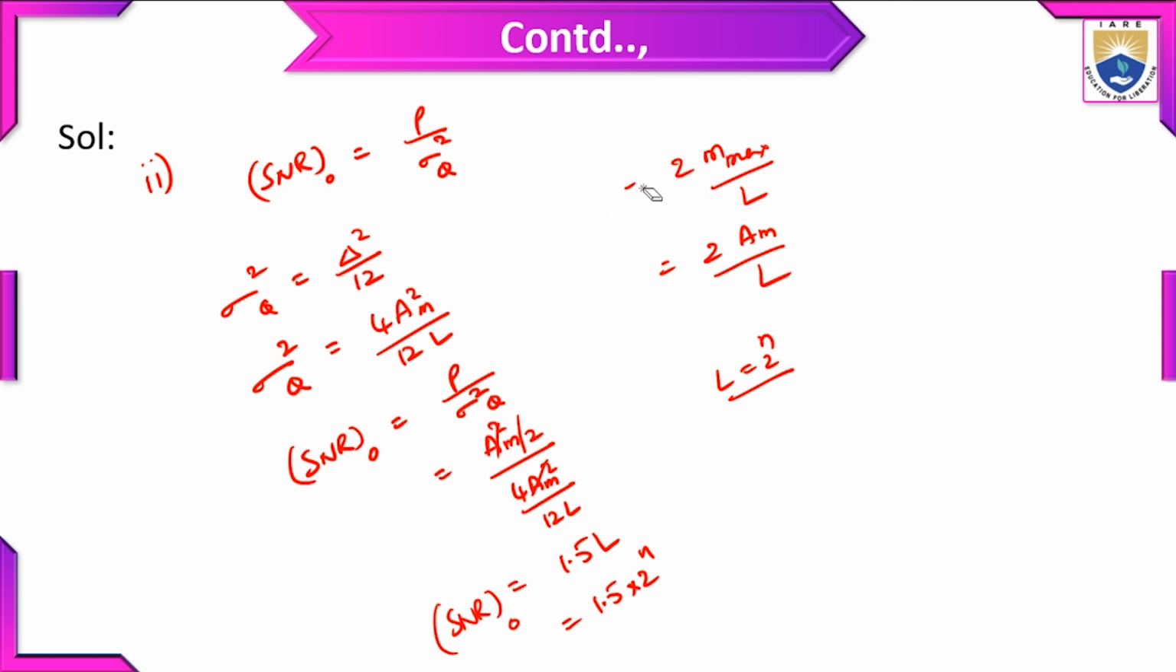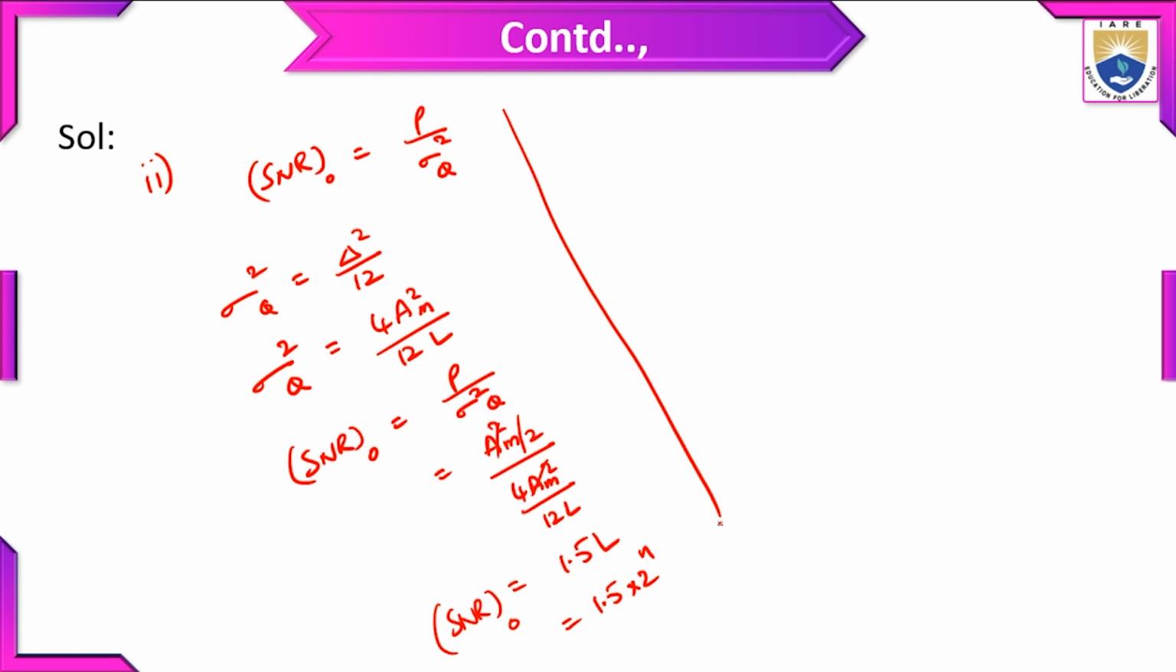So here you can write SNR output is equal to 1.5 L, that is equal to 1.5 into 2 power n. So here I am going to convert this SNR into dBs. Then you apply 10 log base 10 of 1.5 into 2 power n. Again you apply 10 log base 10 of 1.5 plus 10 log of 2 power n. Solving this, we simply get 1.7 plus 6n. So this is directly in dBs. This value is in dBs.